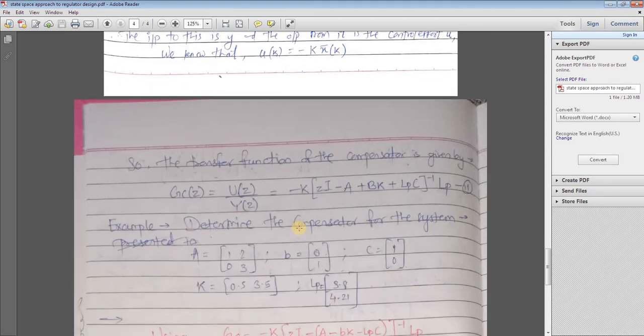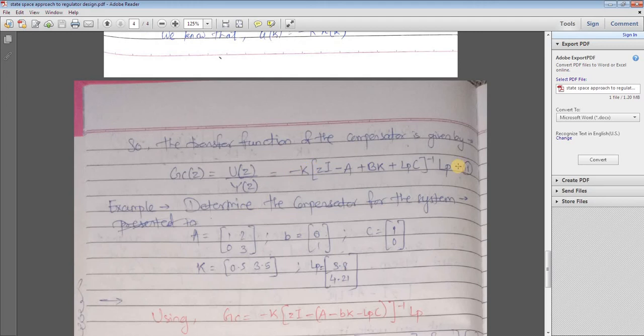So now this equation number 11 is the transfer function of the compensator. This is what we require. We can equate this to 0 also, no problem.